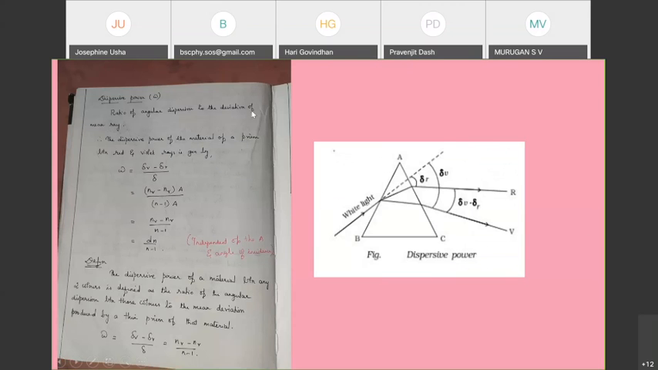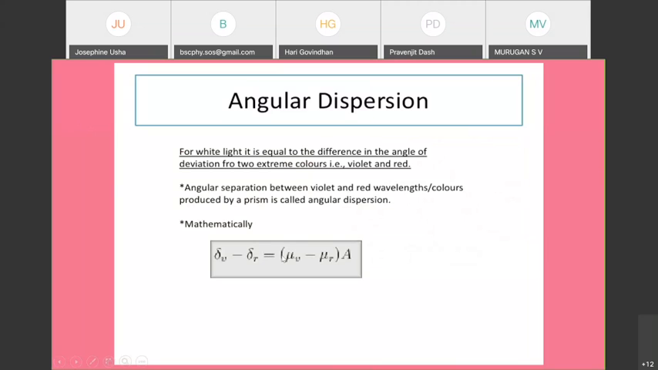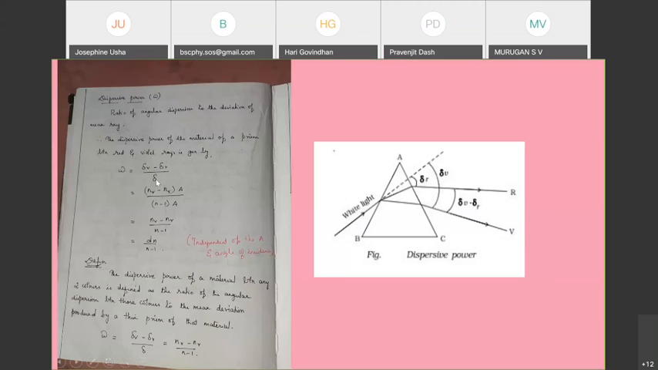And the next thing is what is meant by dispersive power of the material of the prism. It is denoted as omega, the ratio of the angular dispersion between violet and red color to the deviation produced for the mean ray, right? So how do they define dispersive power? It is the ratio of these two. So del V minus del R is the angular dispersion, right? So angular dispersion to the deviation of the mean ray. This ratio is called omega, or dispersive power.